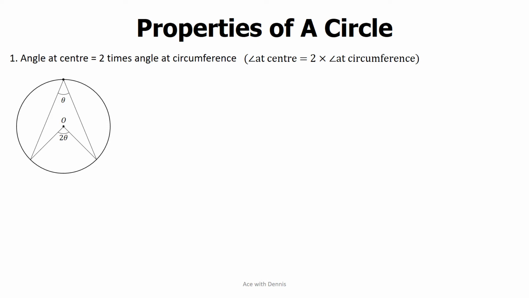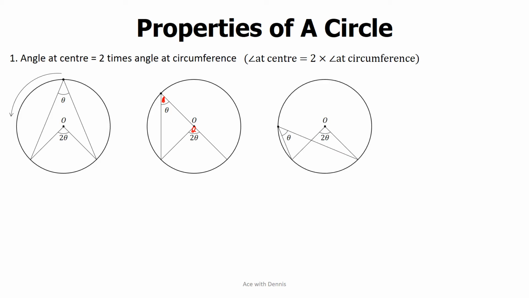Let's imagine this point is movable and it moves in this direction. So it can move to this point and form a diameter. However, the property is still the same. The angle at the center is 2 times the angle at the circumference. And this point continues to move, and it moves to this point. Again, the property still applies, where the angle at the center is 2 times the angle at the circumference.